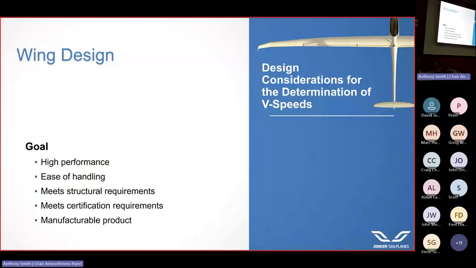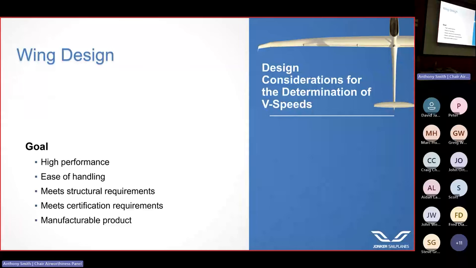So obviously, our goal with the wing design is to achieve high performance. We would like to have good handling. Obviously, we need to meet structural requirements specified by the authorities. And requirements are set up not to make life difficult, but to make aircraft safe. If you can just appreciate that all specification requirements are written in blood. So we learn from experience and we rectify that and we improve.